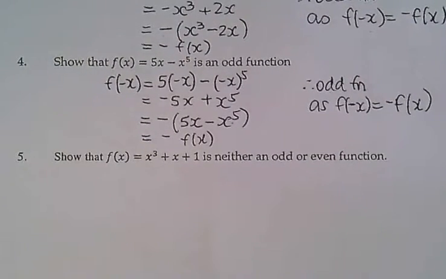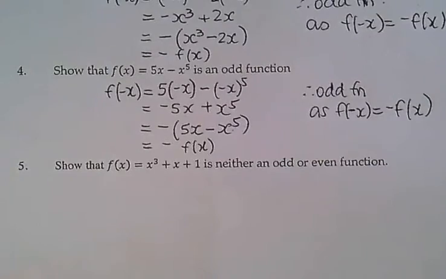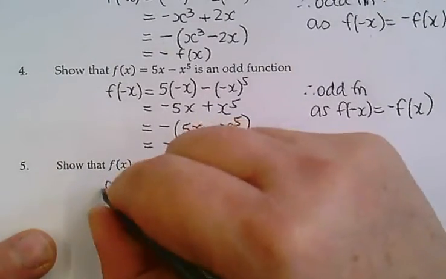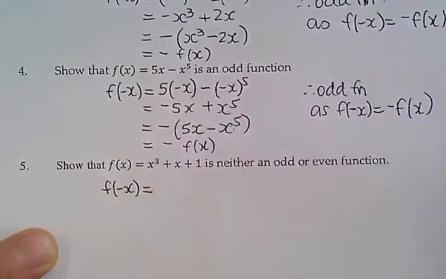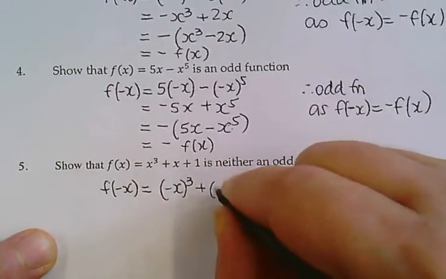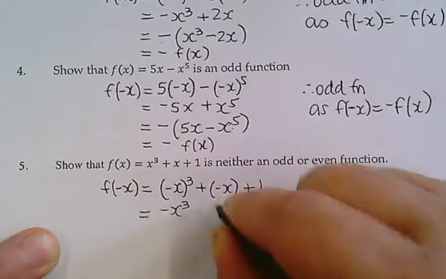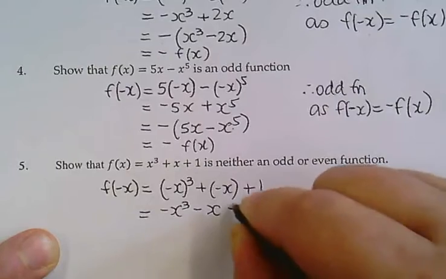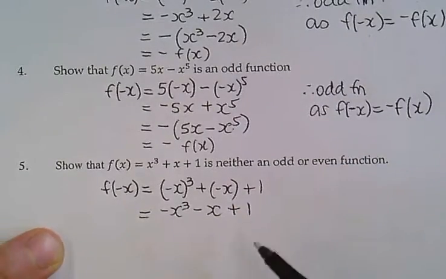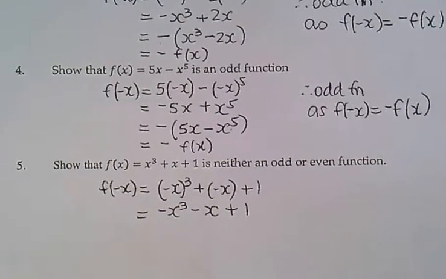Okay, so let's look at question 5. It says, show that function of x, which is equal to x cubed plus x plus 1, is neither odd nor even. So first we do function of negative x. Now that is negative x all cubed plus negative x plus 1, which is negative x cubed minus x plus 1. Now that doesn't equal... Can you see that that does not equal the function of x? So it's not even, right?